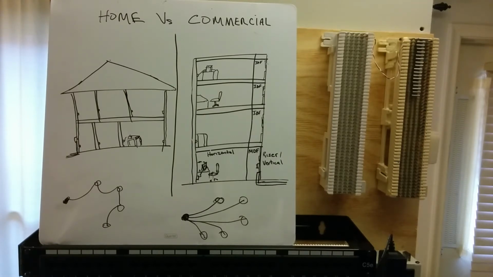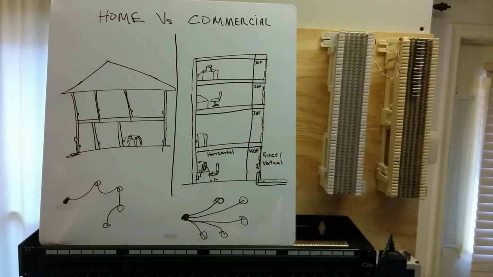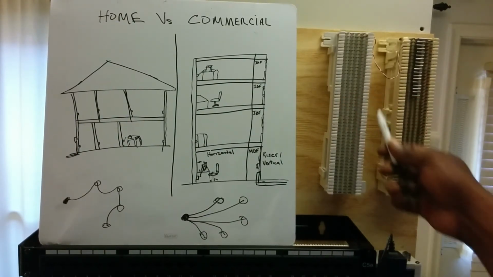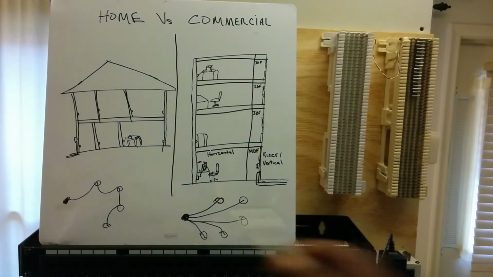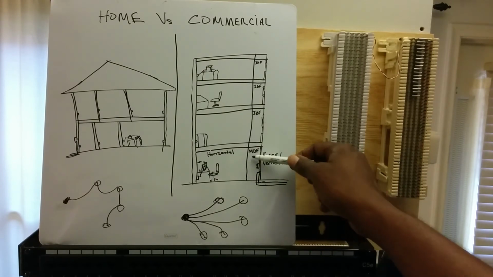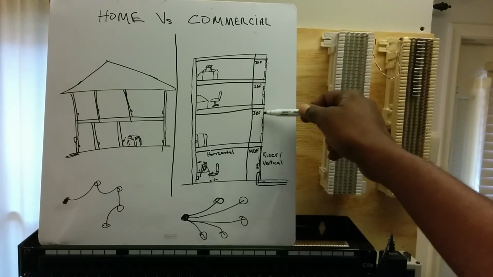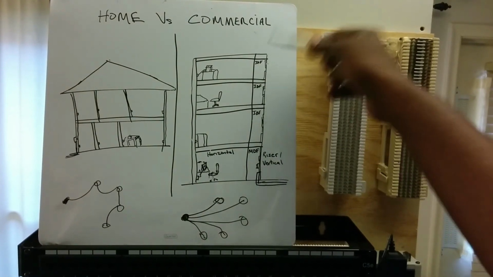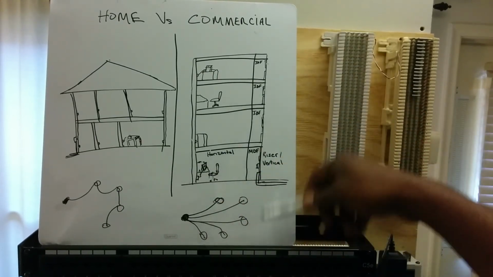There are more differences, obviously. The type of cabling and the type of equipment that you'll see that will terminate the cable and things like that. You probably won't find this in a home. But anyway, those are the main differences. You have the MDF, which is the main distribution feed. You have the IDF, which is intermediate distribution feed, and you have horizontal wiring and vertical wiring.